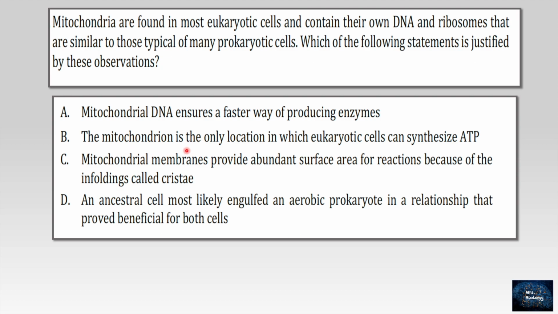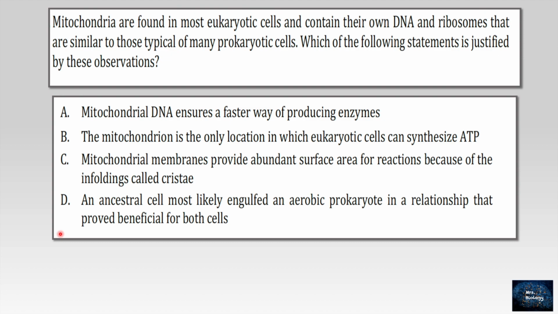B. The mitochondrion is the only location in which eukaryotic cells can synthesize ATP. Yes, but again, it's not demanded. What we want is not to talk about the mitochondrion itself. C. Mitochondrial membranes provide abundant surface area for reactions because of the enfolding called cristae. That's right. This is talking about the structure of mitochondria. But here we are looking to relate eukaryotes and prokaryotes.